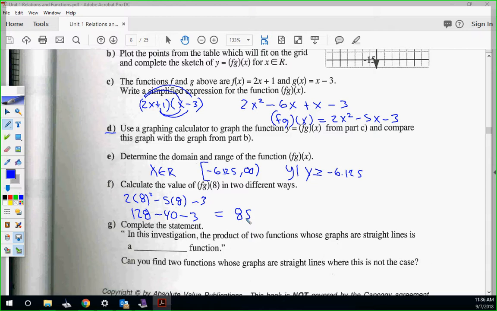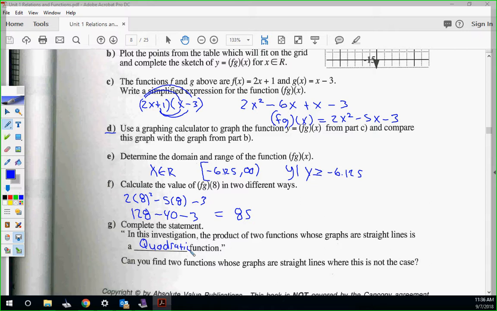In this investigation, the product of two functions whose graphs are straight lines is a, what type of function do we get? Quadratic. There we go. Now we're participating. Quadratic. Okay.